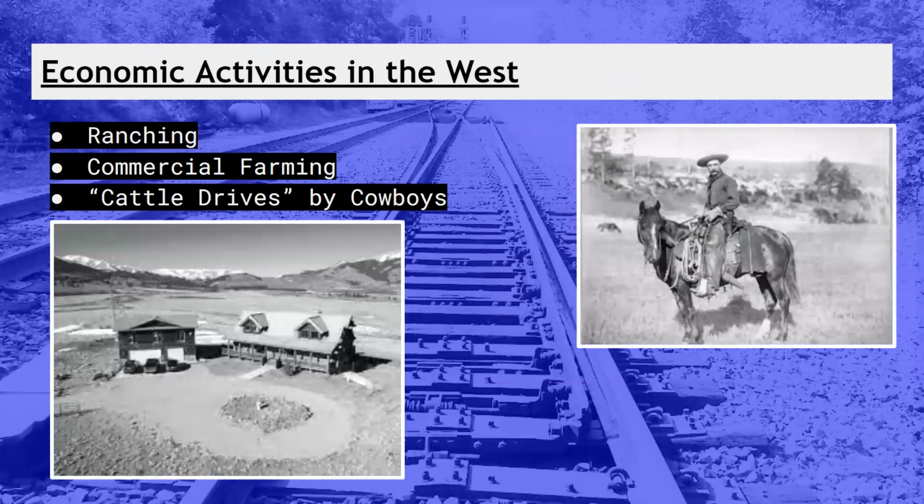Economic activities in the West. So there could be ranching. There was a lot of cattle out there, and some farms that could be made in the plains. Commercial farming, and then there was cattle drives. This is when cattle was brought to Illinois, Chicago specifically, for meat production.